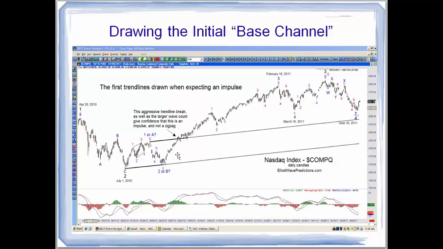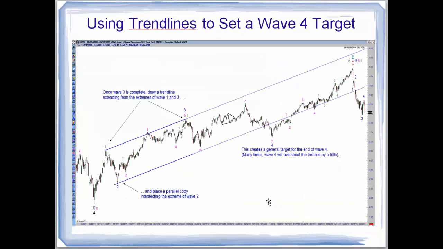If it does, there's a good likelihood that what you're dealing with is a wave 3 and not necessarily an extended corrective pattern. This shows how to set up trend lines to set a target for a wave 4. So once you think you have a completed wave 1, 2, and 3, draw a trend line connecting the extremes of wave 1 and 3 and have it extend to the right, and then make a parallel copy and place it intersecting with the extreme of wave 2. This will give you a target for the end of wave 4.